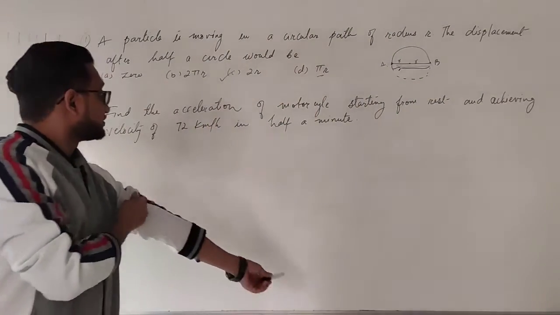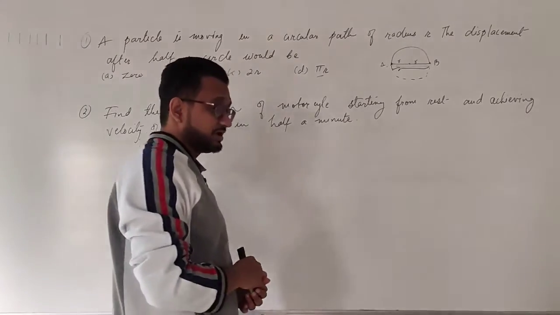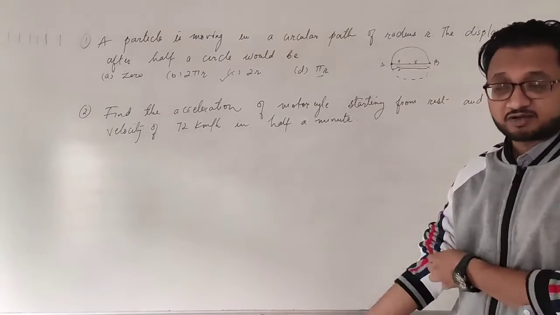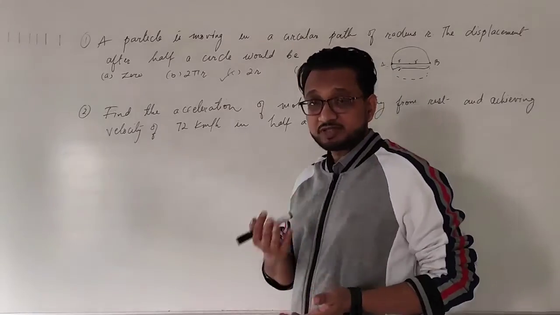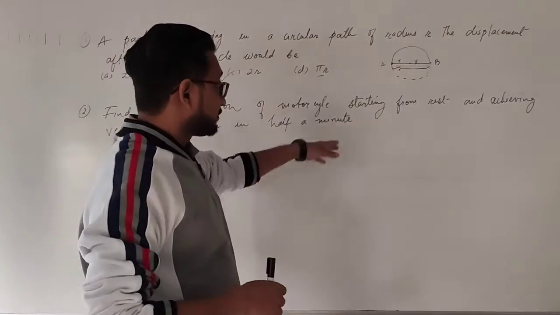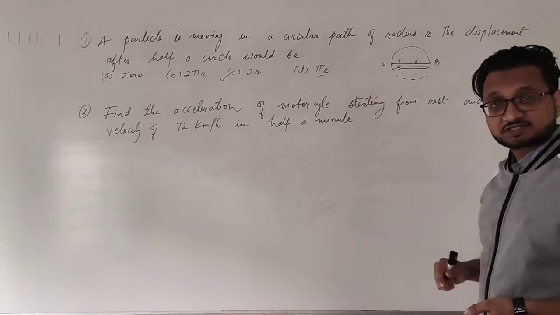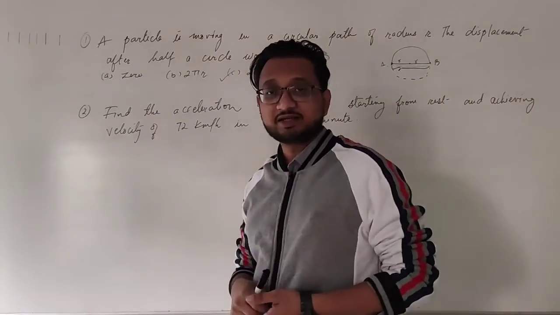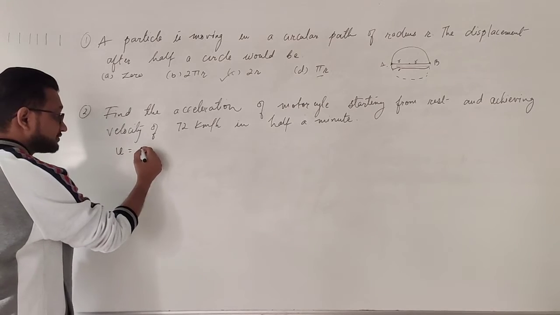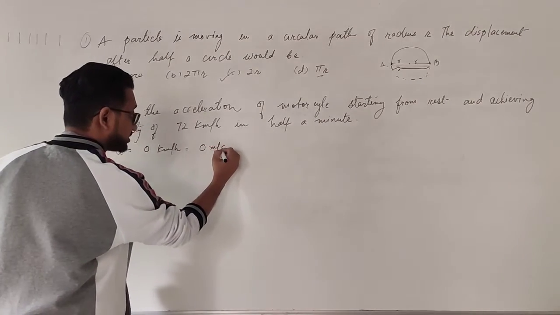Okay. Next question. Find the acceleration of a motorcycle starting from rest and achieving the velocity of 72 kilometers per hour in half a minute. So you have been given the final velocity and you have been given the time. You are not given the initial velocity, but it is said that the motorcycle is starting from rest. That means initial velocity is 0. So if it is starting from rest, we will write initial velocity is 0 kilometers per hour, or I can write 0 meters per second.